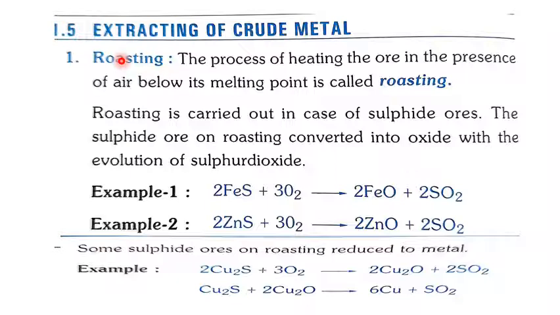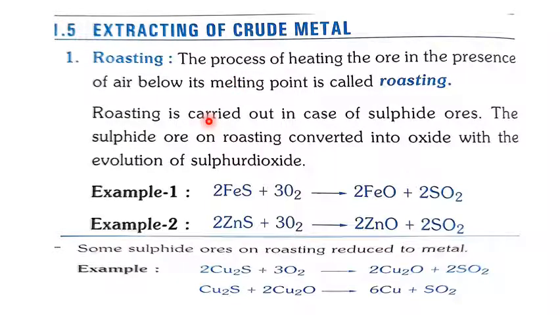What is roasting? The process of heating the ore in the presence of air below its melting point is called roasting. Iron sulfide is the ore. When this iron sulfide is heated in the presence of air below its melting point, it is called roasting. So the definition: the process of heating the ore in the presence of air below its melting point is called roasting.